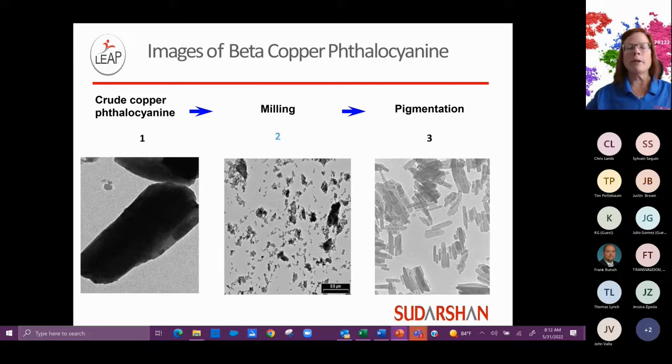So the pictures that go along with here, again, the same crude blue is the initial raw material going in, but the ball milling step that I mentioned that's key for the betas is in that second picture. So you can see that the size of these particles are considerably smaller than the starting crude. And then in the final pigmentation step, the crystals are brought together and grown to create that final pigment.